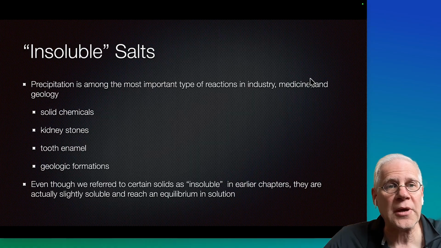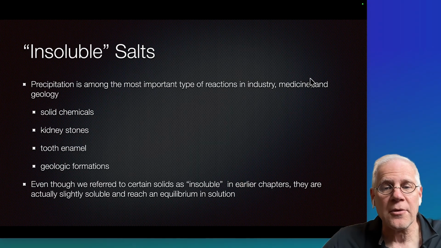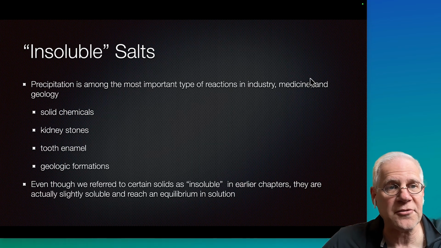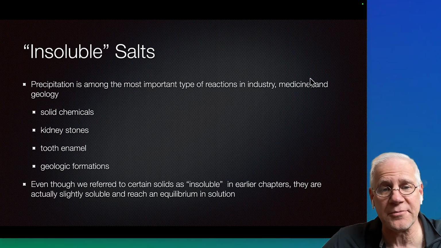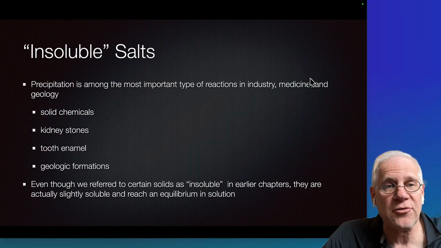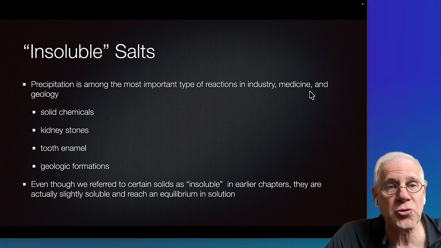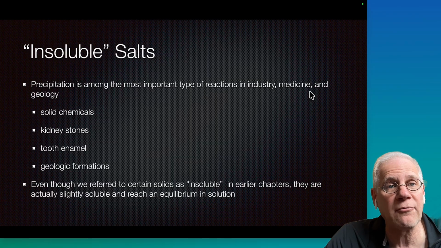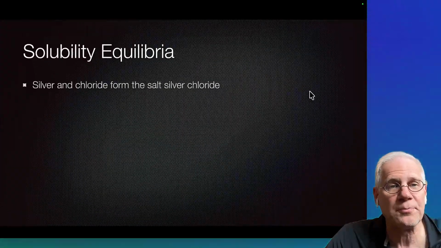And in earlier chapters, we had talked about how certain combinations of anions and cations come together and form insoluble salts. Well, the term insoluble is somewhat relative because everything is always slightly soluble. It's just a matter of how insoluble it is. But nothing is ever absolutely insoluble. So even the things that are extremely insoluble or very, very slightly soluble dissolve a little bit and reach an equilibrium in solution. So today we're going to look at the mathematical relationships we have with these slightly soluble salts.